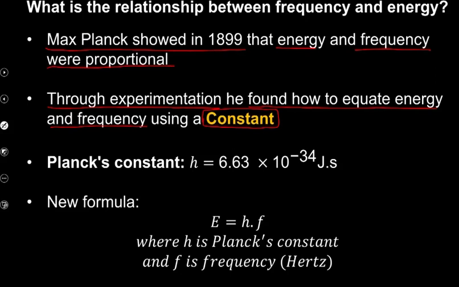This constant is named after him and his research and its impacts on history, and it is called Planck's constant. It's a very small number, and it is given the symbol h. Its magnitude is only 6.63 times 10 to the minus 34 joule seconds as a unit. But, valuably, it gives rise to a new formula for us to use.